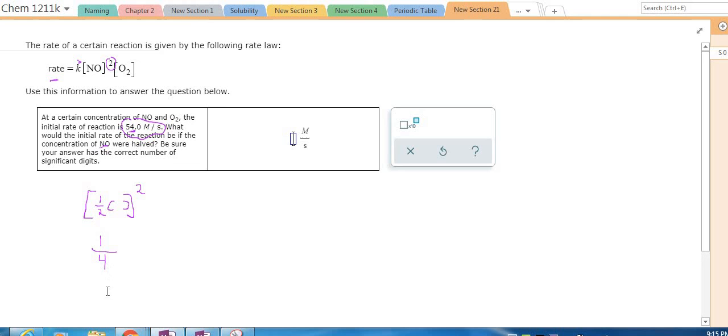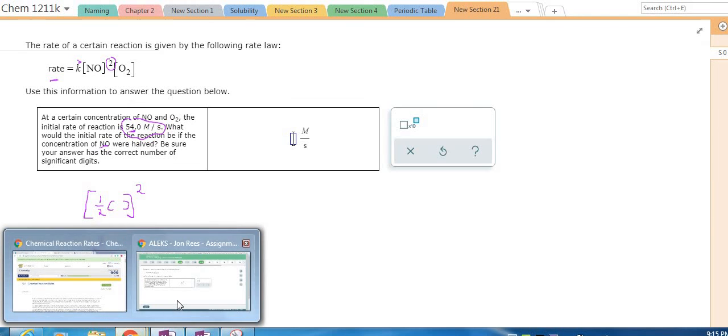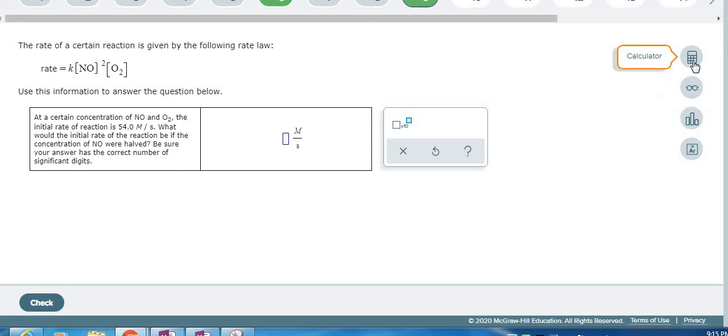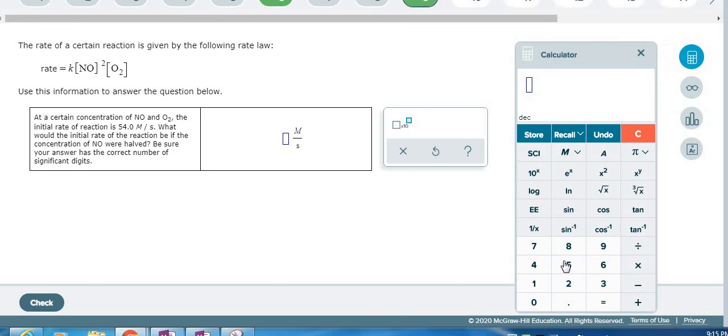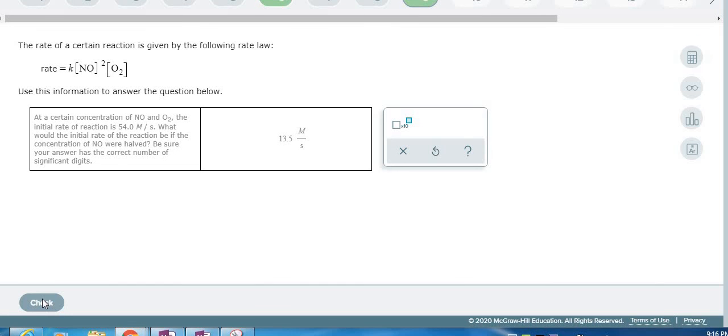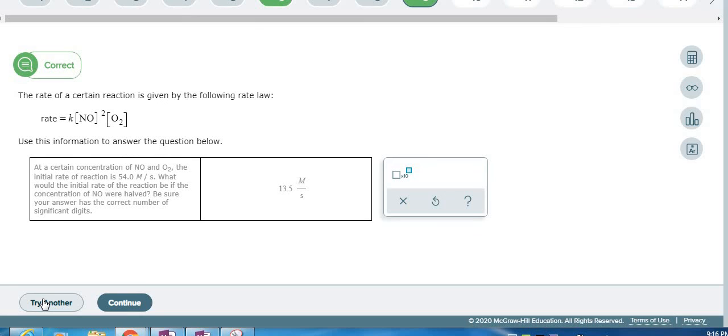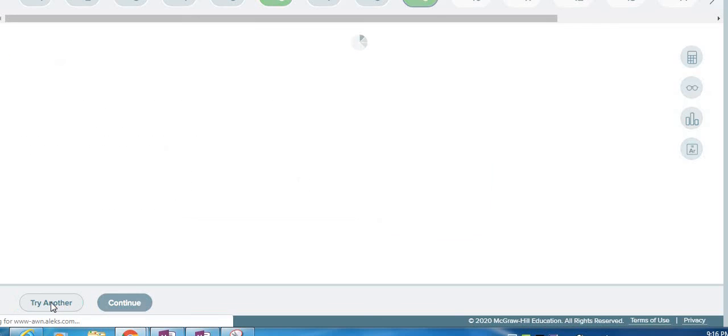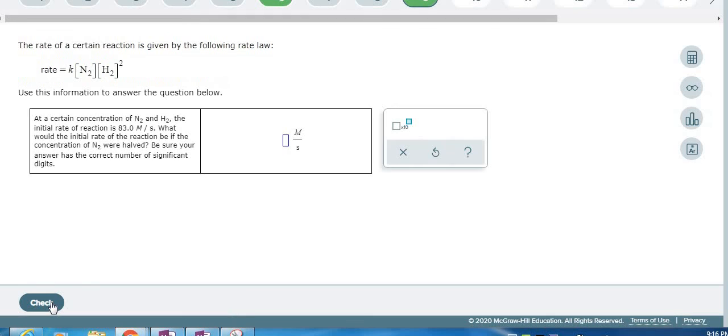Okay, so let's go back into Alex. Let's pull up our calculator here. So we have 54 divided by that 4, and that equals 13.5. Be sure you have the correct number of sig figs, and so we do here, 13.5. Then when we put 13.5 molarity per second, that should give us the right answer, and it does. Let's go ahead and maybe we can try another one here to see if it gives us something different. Okay, and I think that it does.